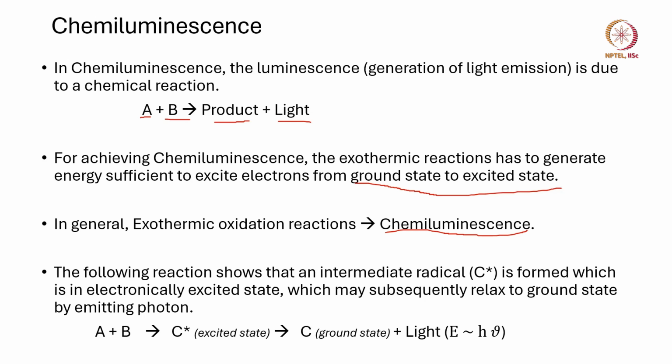So, to be precise, the following reaction shows the intermediate radical C star which is formed in the products, that is in electronically excited state, which may subsequently relax to ground state by emitting a photon. So, when the reactants A and B combine, they form an intermediate species C star which is unstable and in excited state. Now this C star radical de-excites to ground state emitting light. This is what happens during chemiluminescence in combustion reactions.